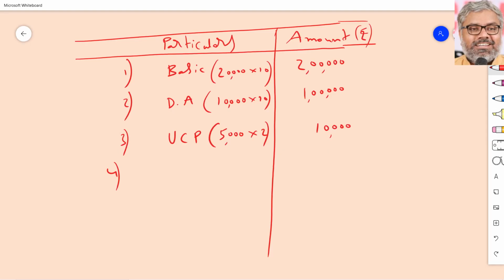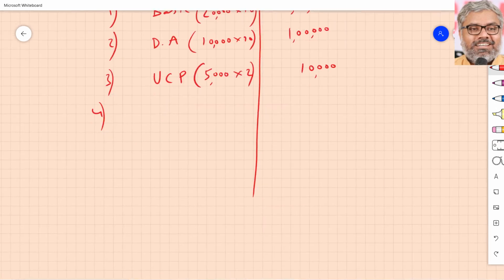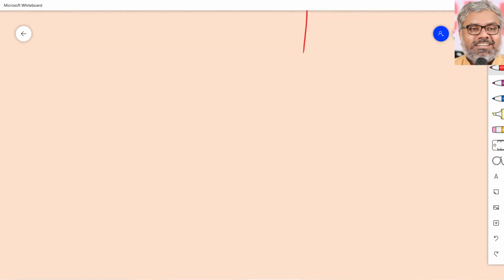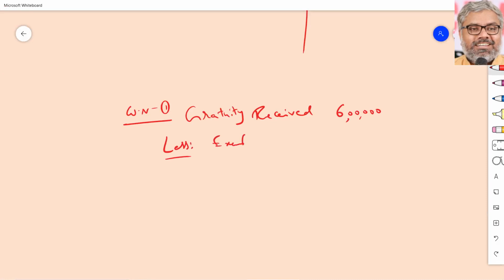Say gratuity first. For that you better have a working note separately below the answer. Working notes 1, that is gratuity. So gratuity received is how much? Gratuity received was 6 lakhs rupees. Clearly you should write less. Exempt under which section? 10(10). That is gratuity exemption. And you have to show the calculations one by one.